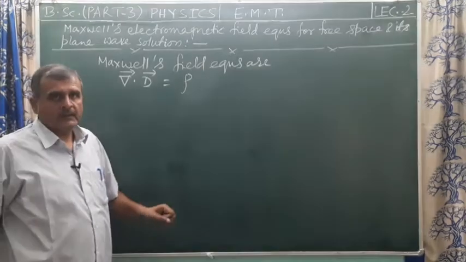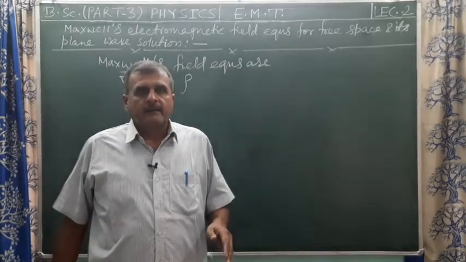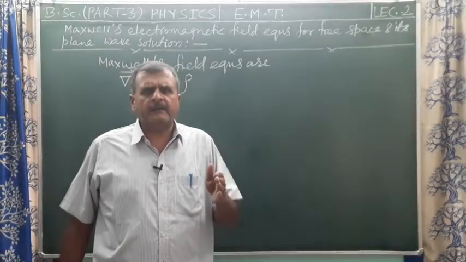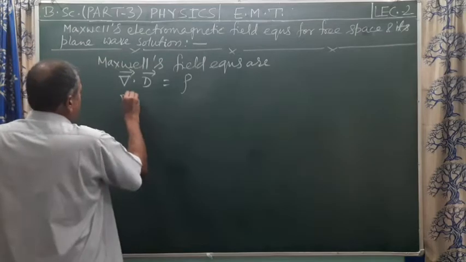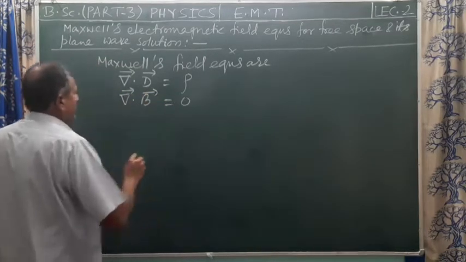rho, where D vector is the displacement vector or electric displacement. Second Maxwell's field equation is divergence B is equal to 0, that is del operator dot B vector equals 0.